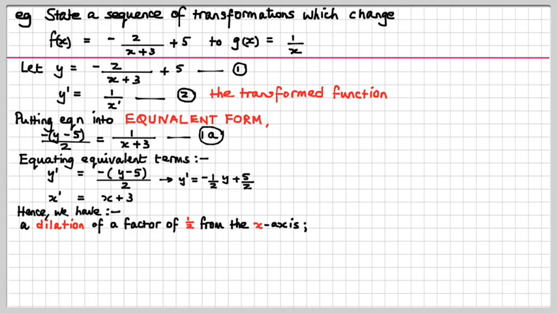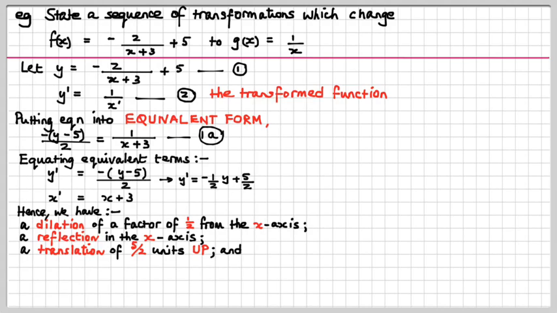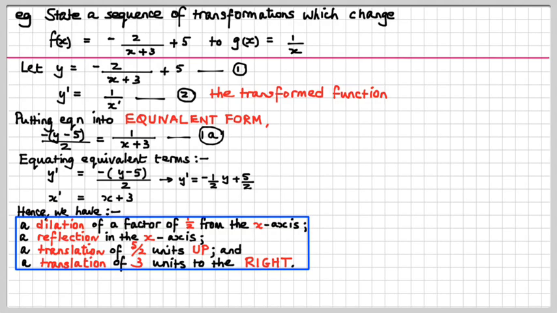We've got a dilation of a factor of half from the x-axis. That's where we're getting this half, because the y is being compressed into half its normal height. We've got a reflection about the x-axis, which is where this minus thing is happening, because the y is going into minus y. And we're also translating by a factor of 5 over 2 up. And we've got a translation of 3 units to the right.